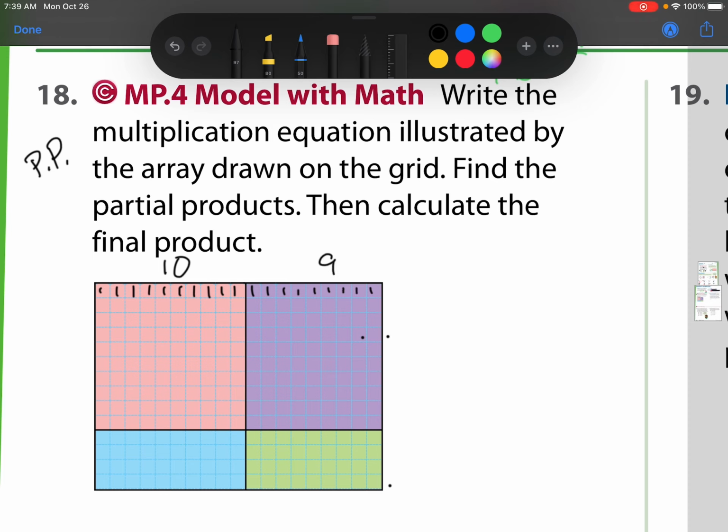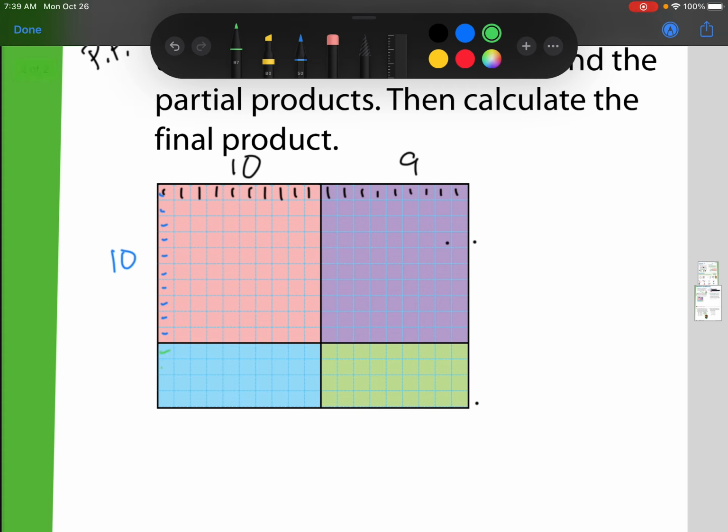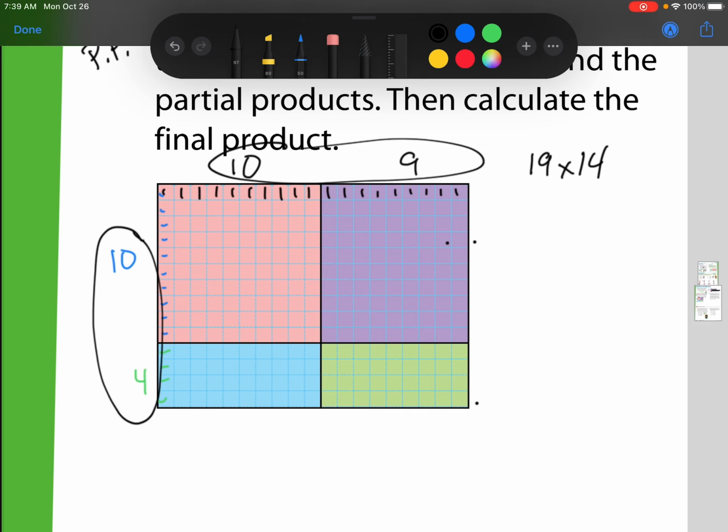And then what do we have on the side? Well, I'm going to switch to blue. So we have 1, 2, 3, 4, 5, 6, 7, 8, 9, 10. And then let's switch to green. 1, 2, 3, 4. So what is our problem? Well, it is 10 times 9. Oops, not 10 times 19. That one was not on purpose. It is 19 times 14, because our 19 comes from here, 14 comes from here.